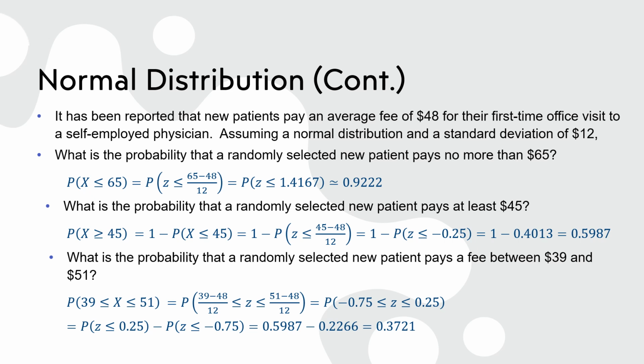To find the proportion of patients who pay between $39 and $51, we subtract the smaller probability for minus 0.75 from the larger probability for 0.25. The result is 0.3721, or approximately 37.21%.